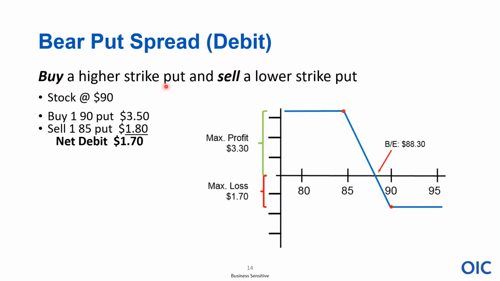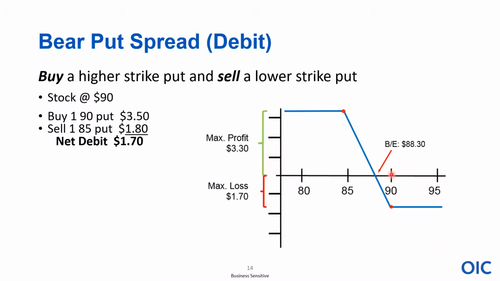Here we buy the higher strike, more expensive put option and sell the lower strike, less expensive put option. Stock's at 90. We buy the at the money put for $3.50 and decide to reduce our cost by selling a lower strike, lower price put option for $1.80. And now we've reduced our cost significantly, only paying $1.70. If we're wrong and the stock moves higher, we lose $1.70.